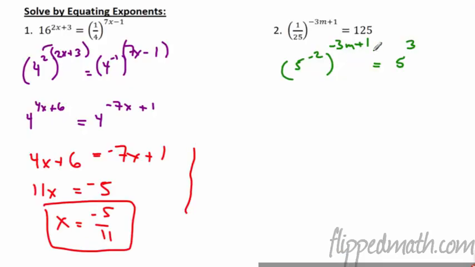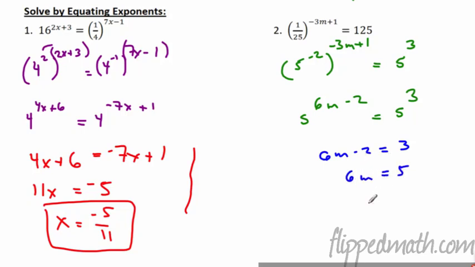Okay, did you at least get this far here where you could write them as a power of 5? We have 5 to the negative 2 and 5 cubed. I'm going to multiply those exponents. We're going to get 5 to the 6m minus 2 equals 5 to the 3rd power. Now we can set their exponents equal to each other, so we're going to get 6m minus 2 equals 3, right? And then what do we do? Add 2 to each side. 6m is going to equal 5, m is going to equal 5/6. So that's it for the first 2. Let's go to the next type of problems.